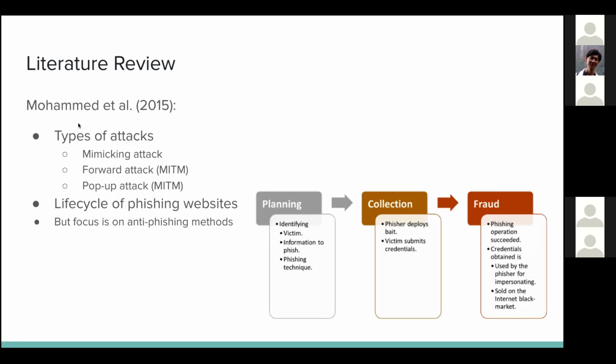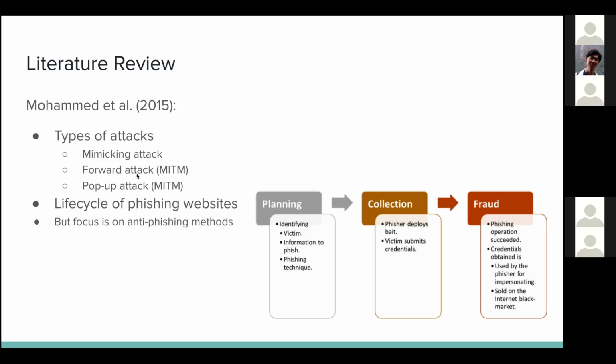This paper categorizes three types of attacks. So the first one is a mimicking attack, where the phishers prompt the victims to reveal their personal information by sending an email that mimics an official email. So, for example, in the Singapore context, you might have a phisher who sends an email pretending to be a government official and asking the user to send personal information to them.